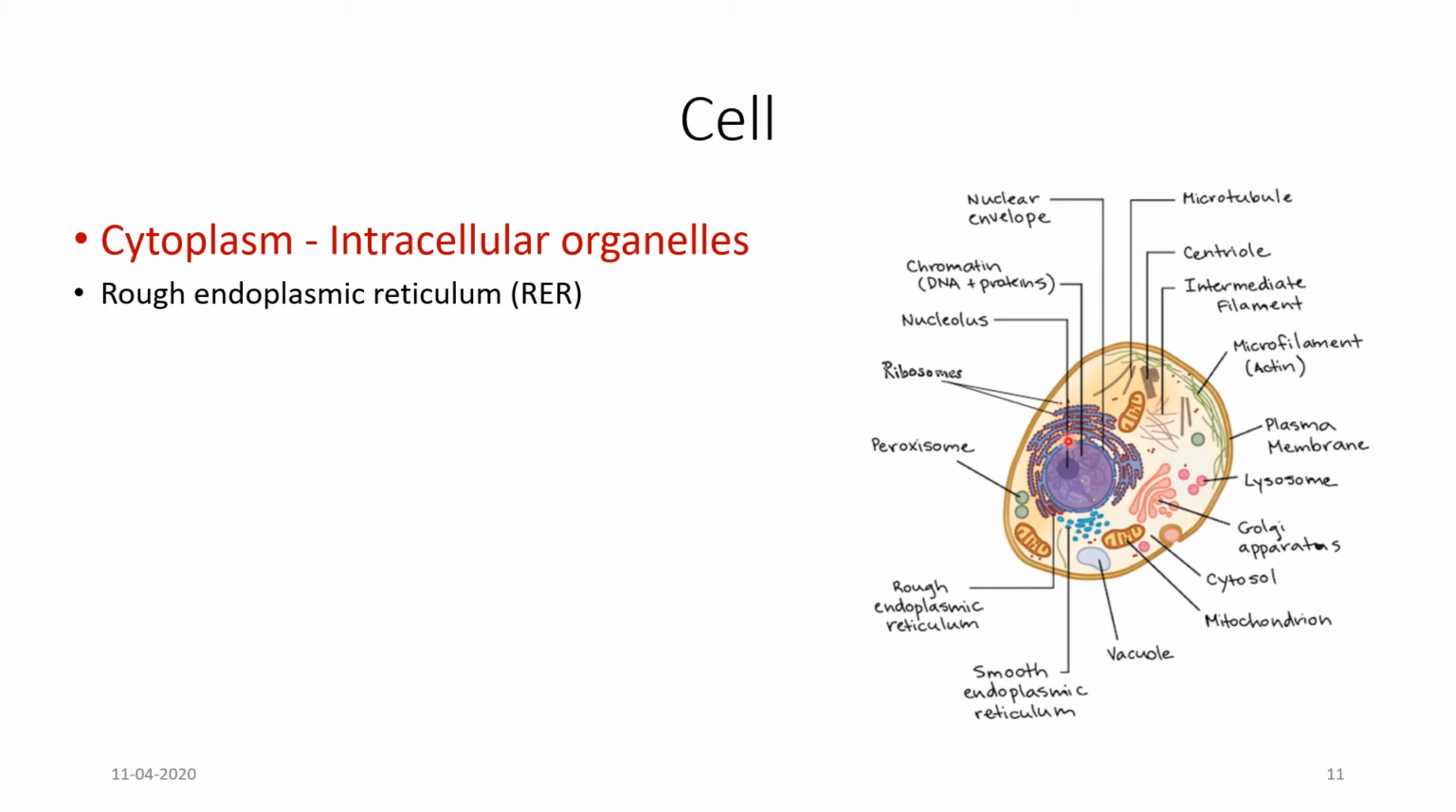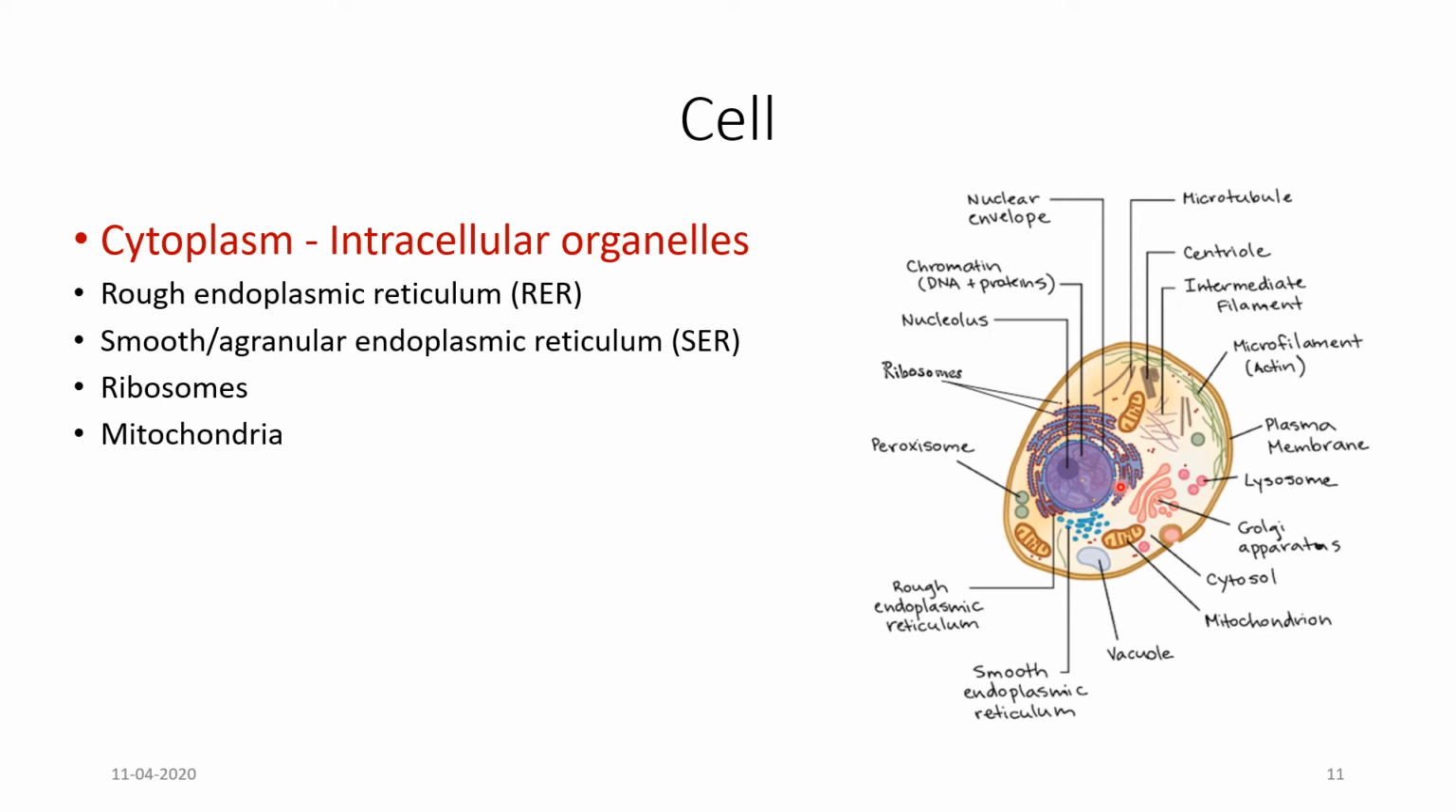One is the rough endoplasmic reticulum. This is the rough endoplasmic reticulum we are seeing, which has connection with the nuclear membrane. And then the other one is the smooth or agranular endoplasmic reticulum. This is the smooth endoplasmic reticulum, and this is the rough endoplasmic reticulum. See the difference in their appearance. Then the other one is the ribosomes. These are the ribosomes. Then the mitochondria. This is the mitochondria. This is another one and this is the other one.